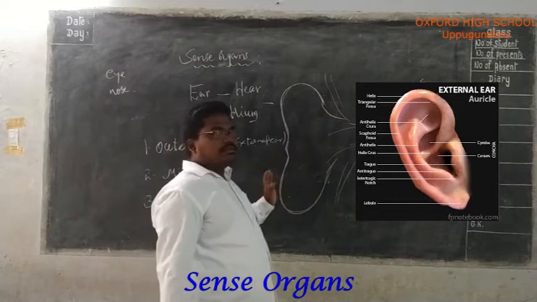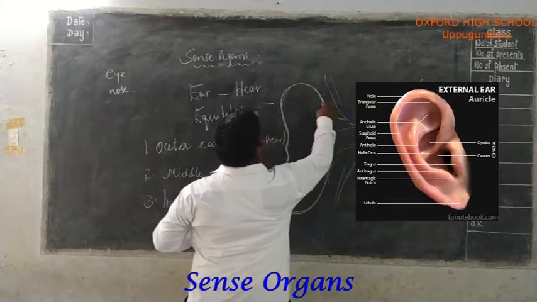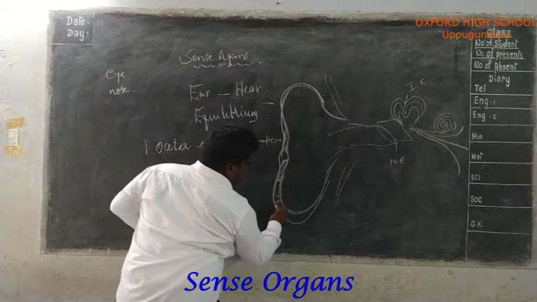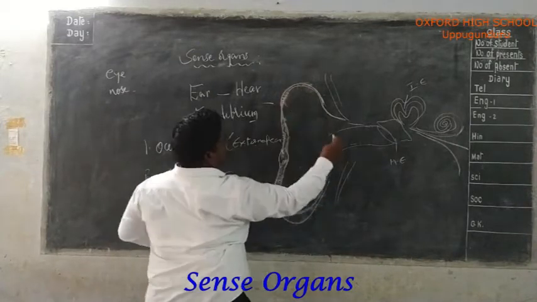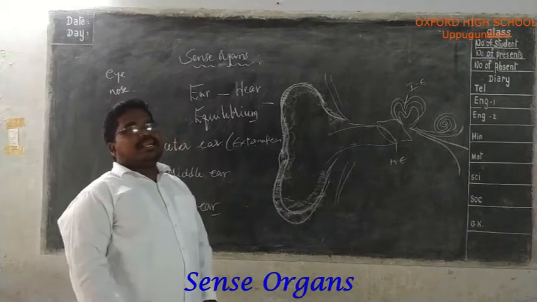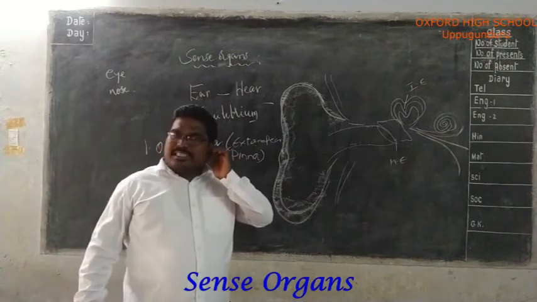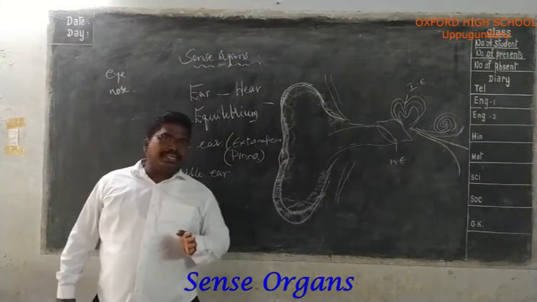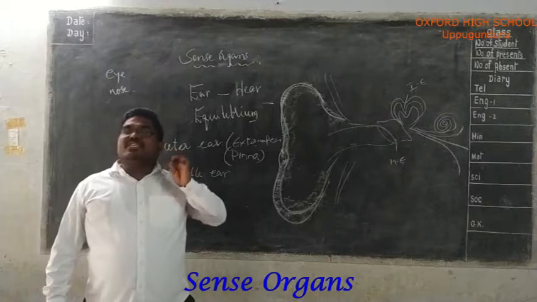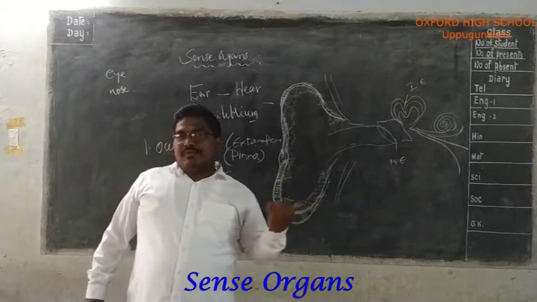If you see the diagram, the external, visible part of the ear is called the outer ear, or external ear. It is also called the pinna. What is that? Pinna. What is the function of the outer ear? It receives the sounds from the surroundings of the body.